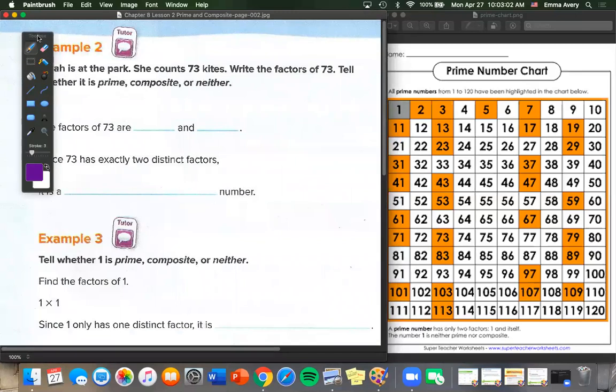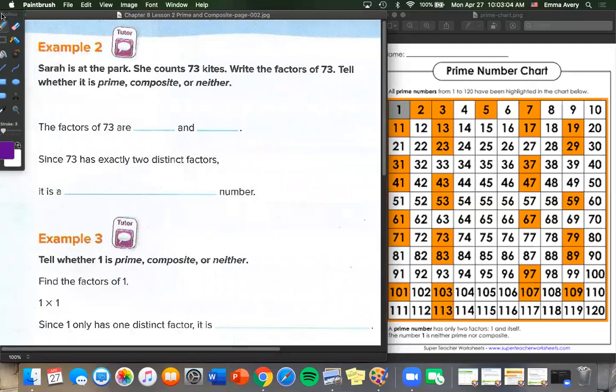So Sarah is at the park. She counts 73 kites. Write the factors of 73. Tell whether it's prime, composite, or neither. So let's look at our chart over here. Well, 73 is highlighted, so that must be prime. So we can write that it's a prime number. And what do we know about prime numbers? Well, their factors can only be 1 and itself. So our factors are 1 and 73.